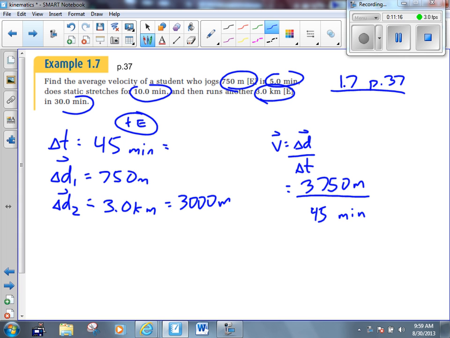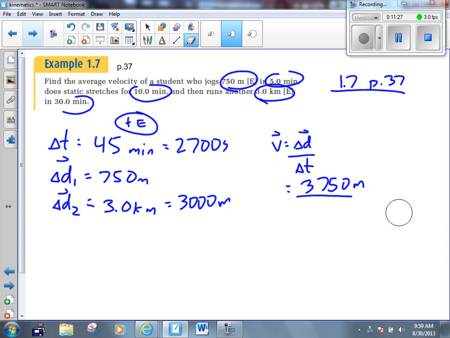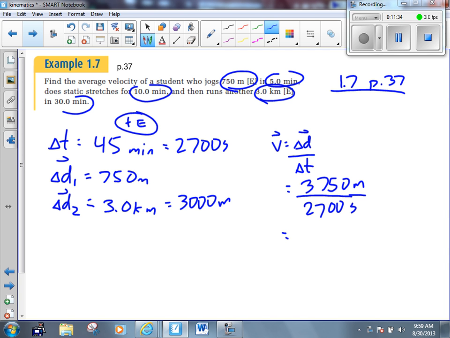What is 45 minutes in seconds? 45 times 60 is 2,700. That's going to make a little bit more sense for us. Now that we've got 2,700 seconds on the bottom, our final answer will be in meters per second. What is the answer there? We get 1.38889 meters per second. Where should we round that to?